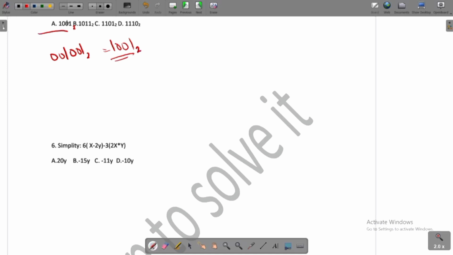The next question says simplify 6 open bracket x minus 2y close bracket minus 3 open bracket 2x plus y.